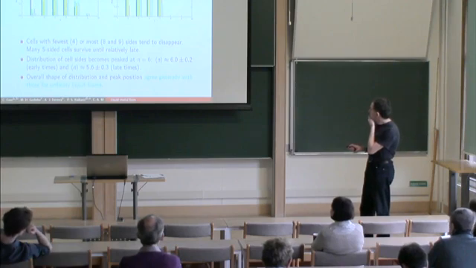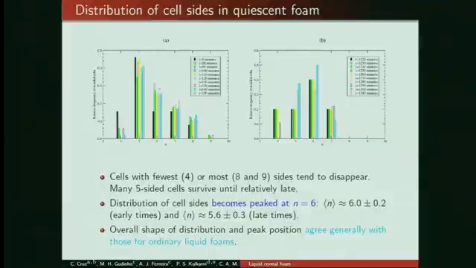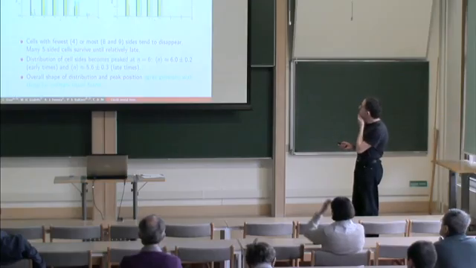Right, so the distribution of cell sides becomes peaked at 6 at early times and at late times, well, close to 6 again, with relatively small errors. And as I said, the overall shape of the distribution and peak position agree generally with those for ordinary liquid foams.